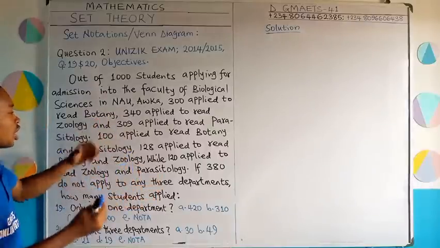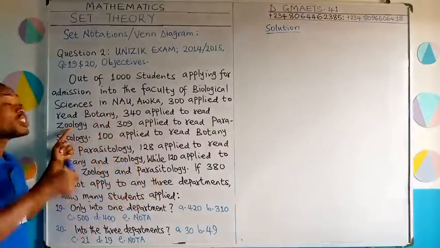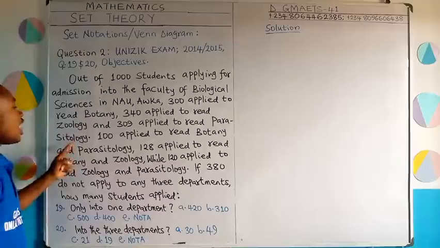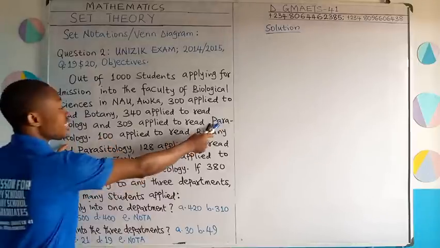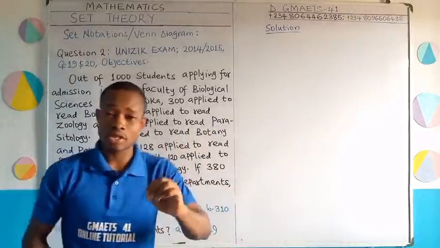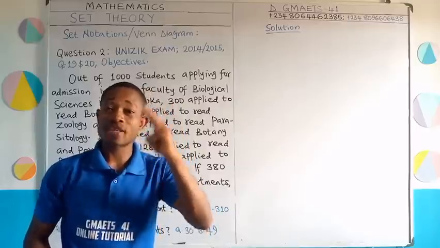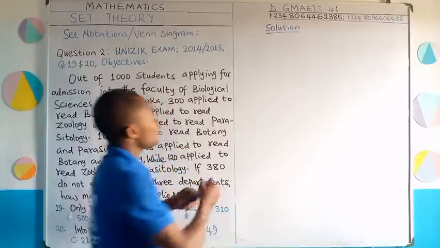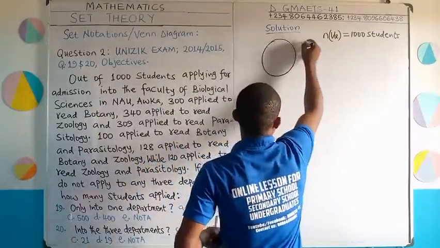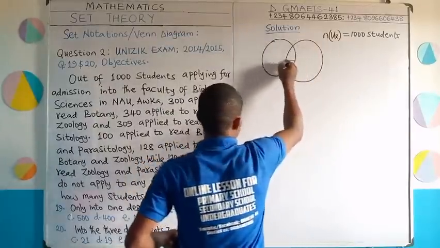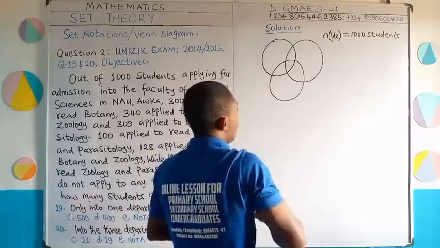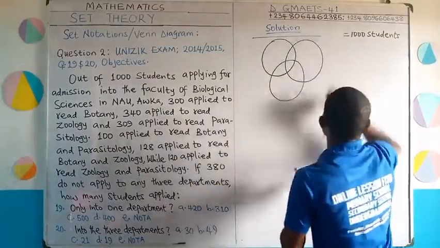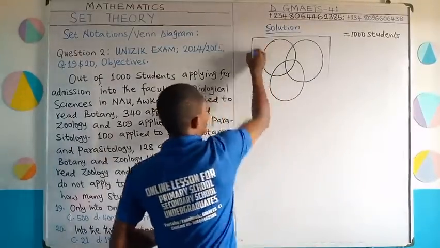And then some of the students also applied to the Department of Zoology in that faculty, giving us subset 2 of the universal set. And then some of the students applied to the Parasitology Department in the Faculty of Biological Sciences, making it subset number 3 of the universal set. So here we actually have 3 sets. Is that okay? And so I will draw, I've got this, and then I've got this. So I'll enclose it in my rectangle.